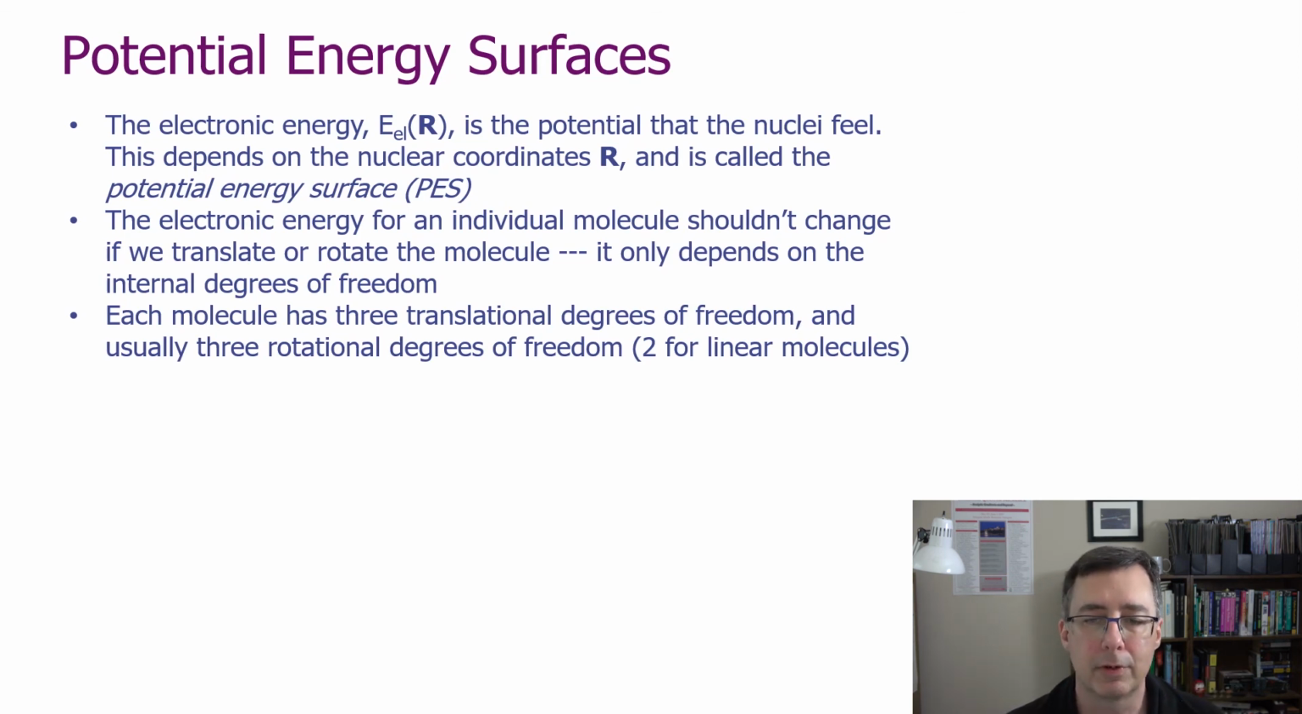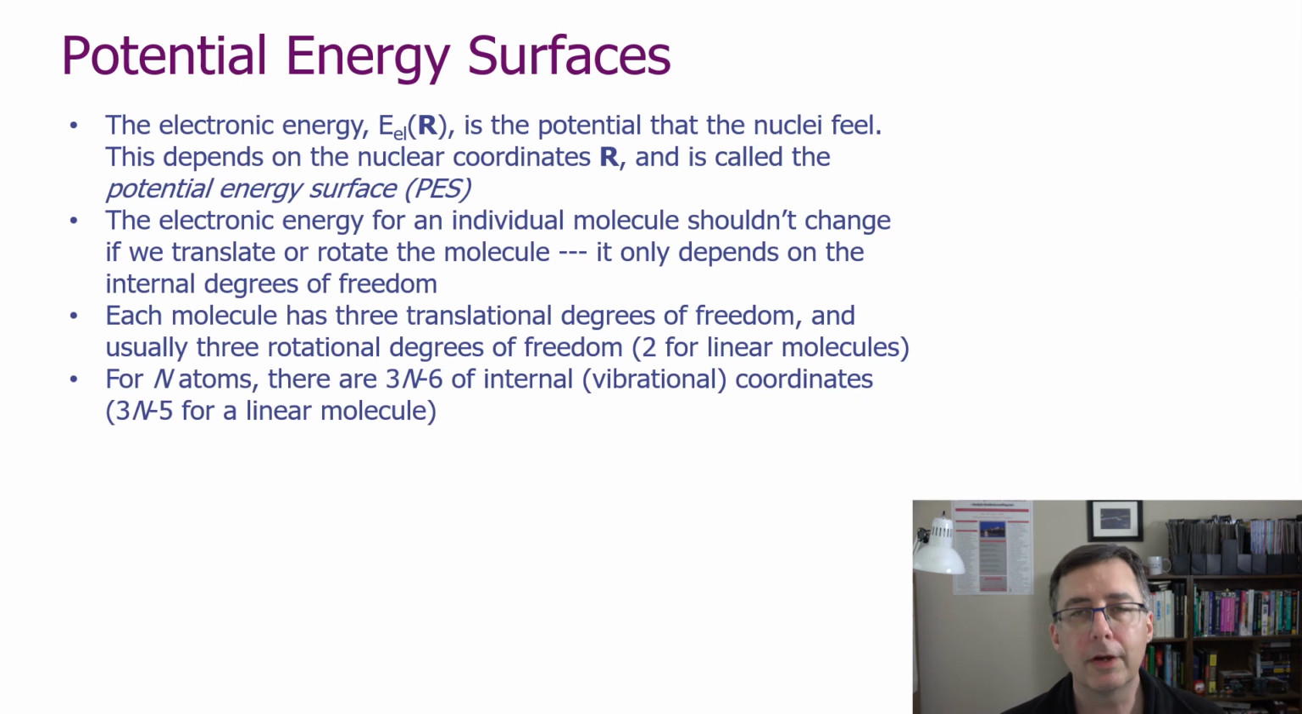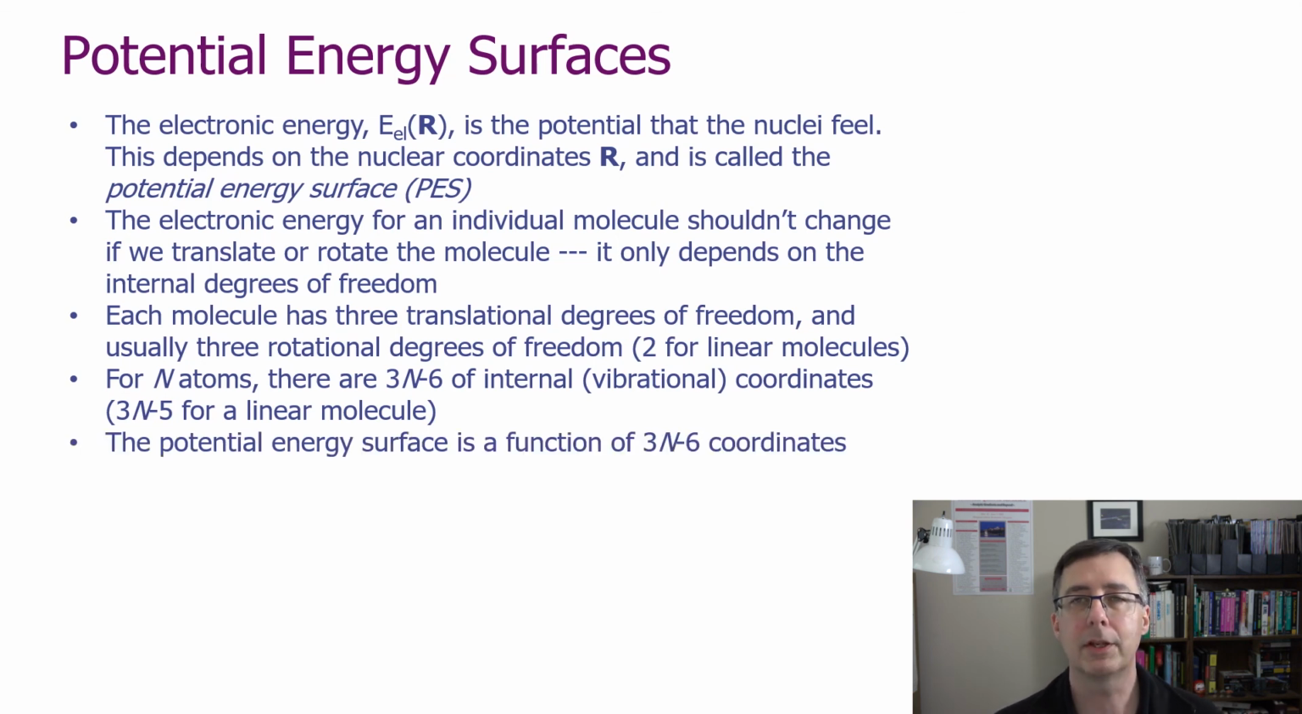Nonlinear molecules have 3. So therefore, if I had n atoms, then there are 3n minus 6 internal degrees of freedom. You might call them vibrational degrees of freedom. And if it's a linear molecule, there are 3n minus 5 vibrational coordinates. And the electronic energy will change if I change any of those vibrational or internal coordinates. Therefore, the potential energy is a function of 3n minus 6, occasionally 3n minus 5, coordinates.